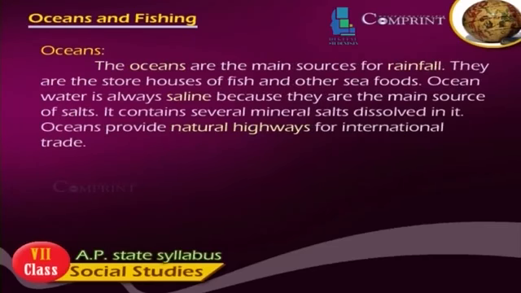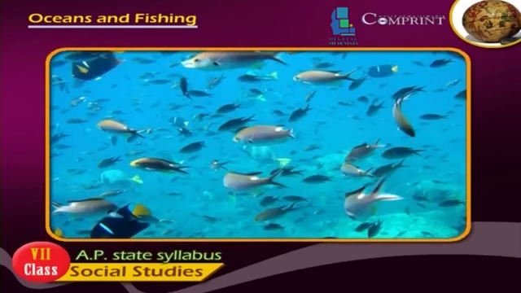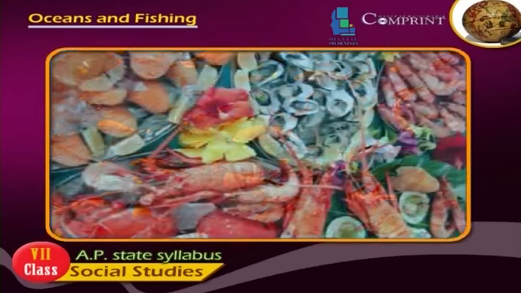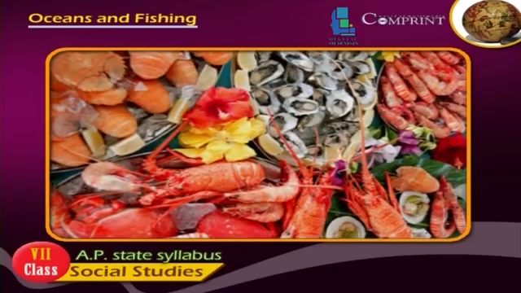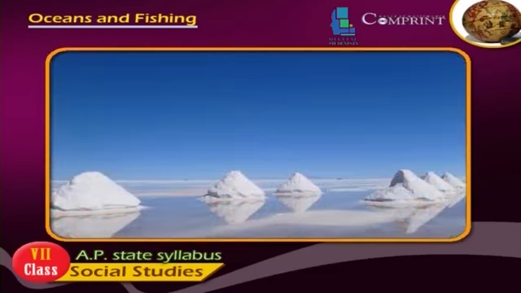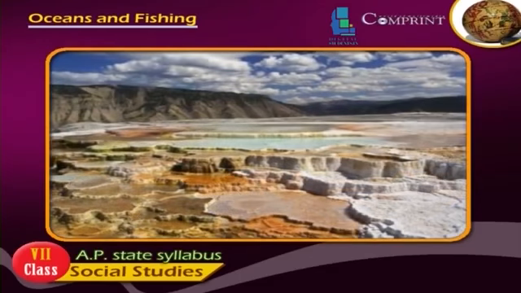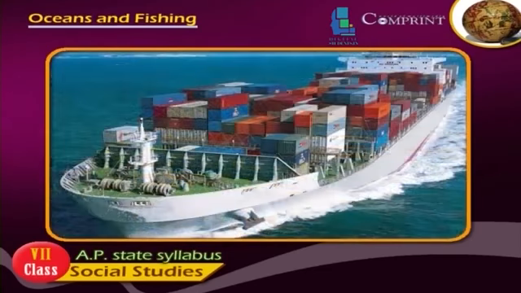Oceans. The oceans are the main source of rainfall. They are the storehouses of fish and other seafoods. Ocean water is always saline because it is the main source of salts. It contains several mineral salts dissolved in it. Oceans provide natural highways for international trade.